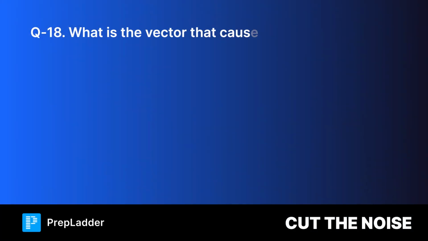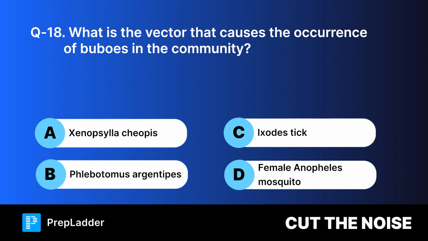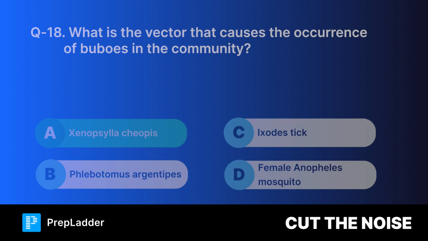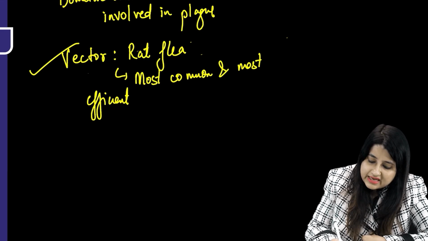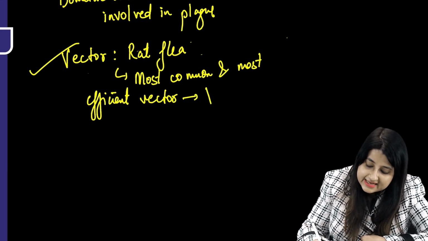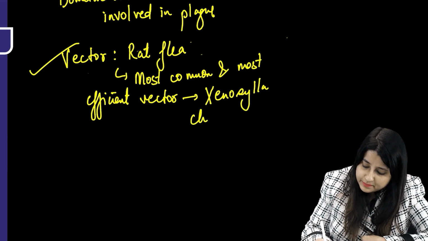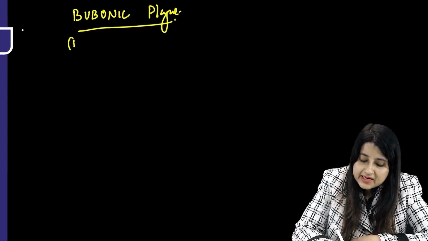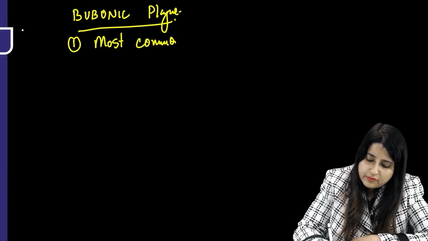Question 18. What is the vector that causes the occurrence of buboes in the community? Your options are. And the correct answer is Xenopsylla cheopis. Here's the explanation. The most common and the most efficient vector over here for plague is Xenopsylla. Very important, guys. Xenopsylla cheopis. Don't forget. Bubonic plague, the first point, remember, it's the most common form of plague.